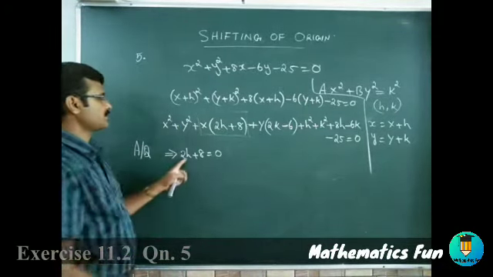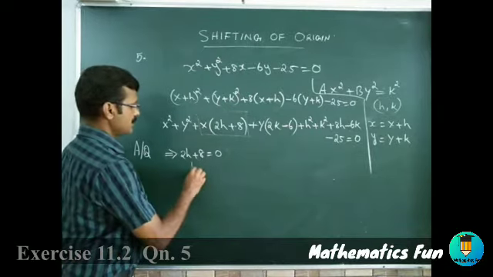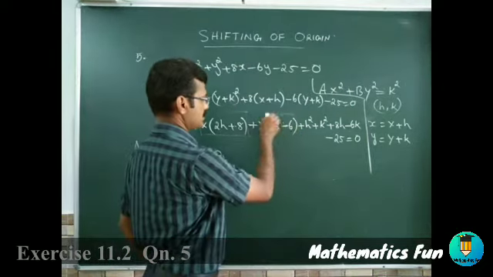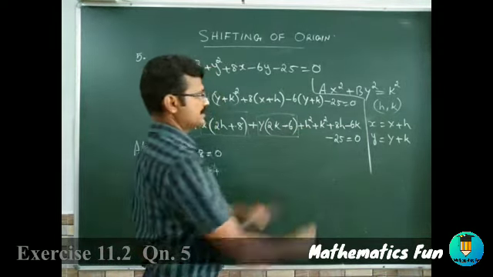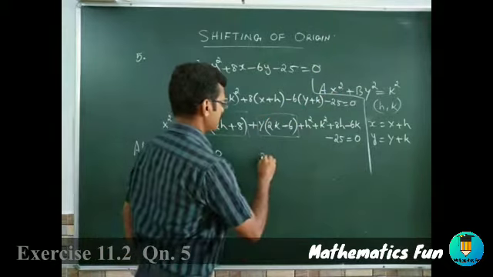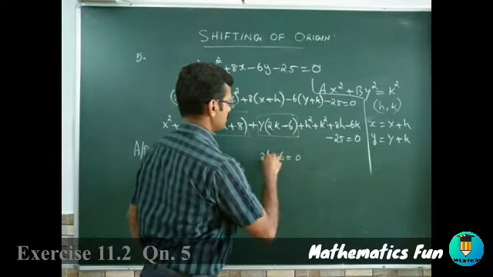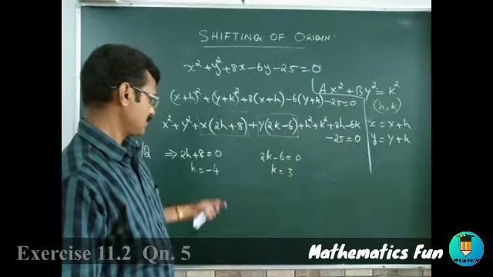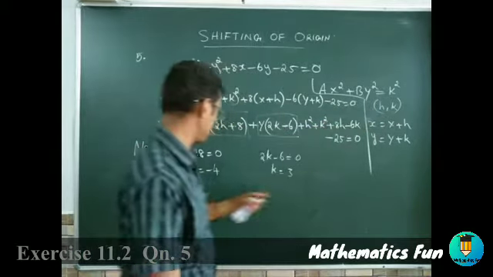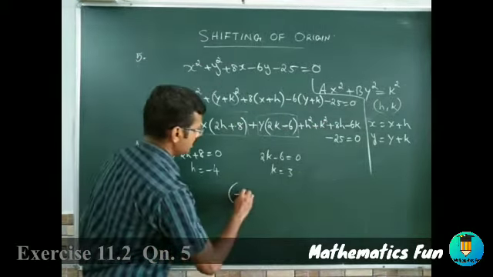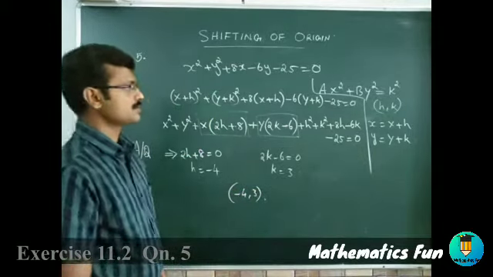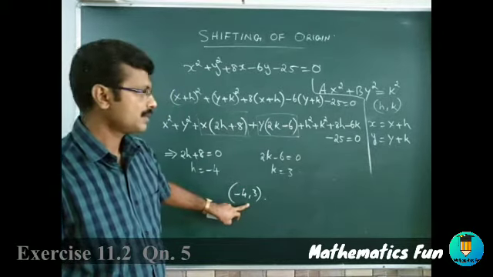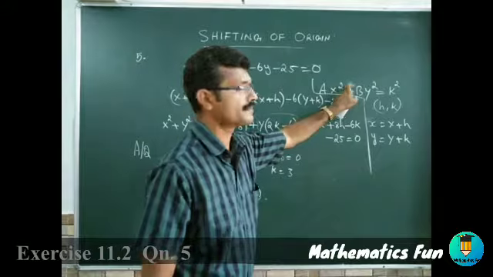According to the question, 2h plus 8 is equal to 0, h is equal to minus 4. And again, this part also must be 0. Since there is no Y term, 2k minus 6 is equal to 0. From this k is equal to 3. That means we have to shift the origin to the point (h, k), that is (minus 4, 3). So they are telling us to shift the origin to a suitable point, and this is the point so that the equation converts into this form.